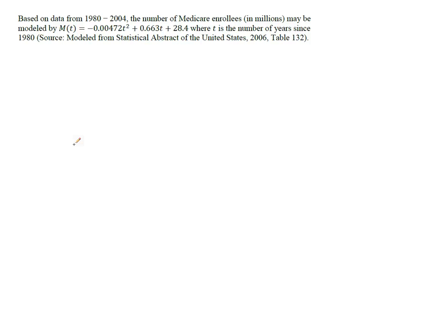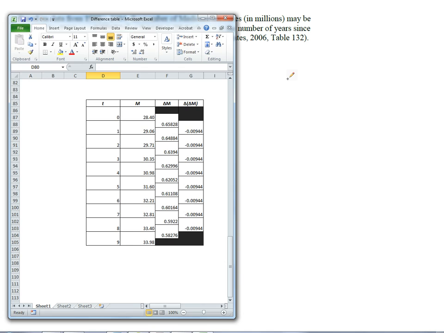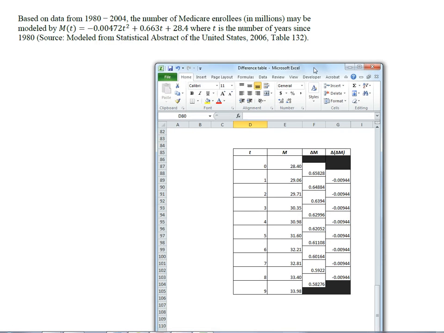We're looking at the number of Medicare enrollees as a function of years since 1980. We have a quadratic model, and we want to interpret some of the parameters here. So the first thing I suggest doing, as you're getting good at these things and working to get better, is to draw a little table. Let the table help you out just a little bit.